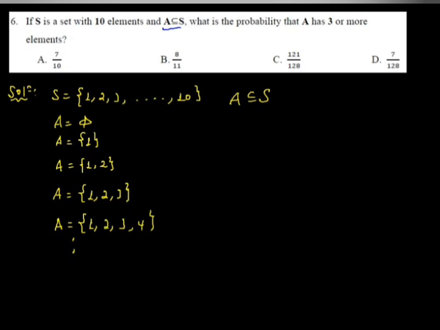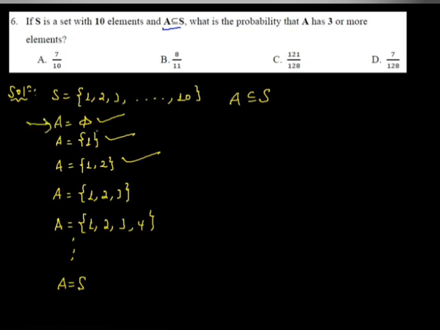Okay, so you can assume A up to the set S itself. A can be S itself because every set is a subset of itself. So the question is, what is the probability that A has 3 or more elements? So we ignore this part, and this part. Okay, totally there are 11 conditions, including the empty set.